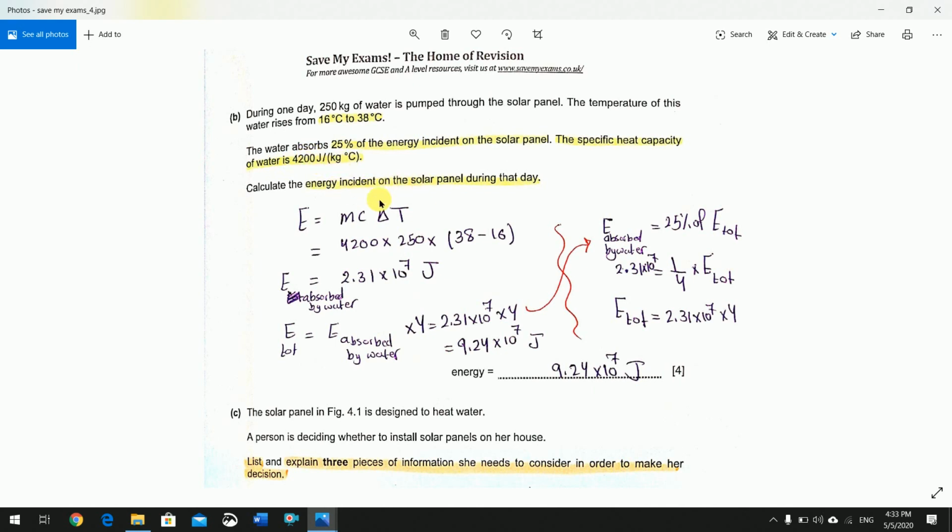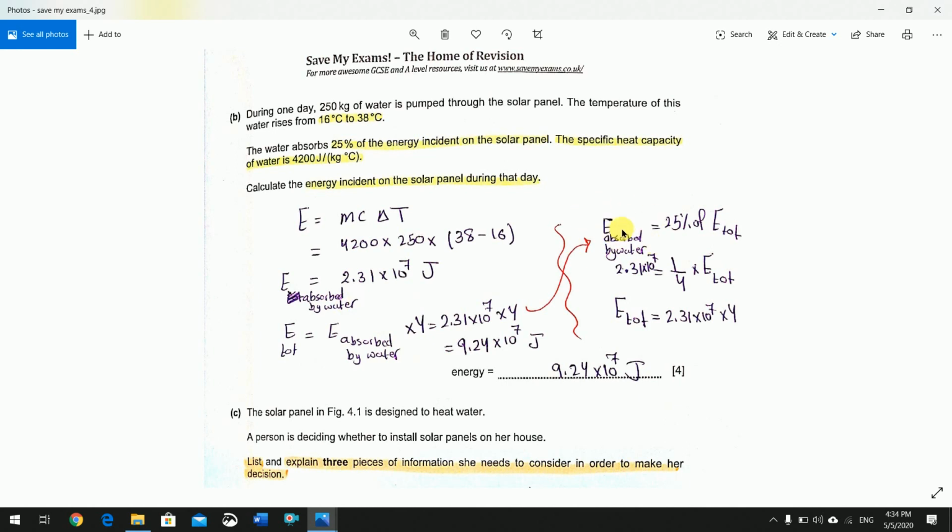Now, we want the total energy which was incident on the solar panel that day. What I do is I do it as an inverse operation. Since the water only absorbs 25%, I can find the energy gained by the water, and then multiply it by 4 to get the whole 100%. So first of all, we get the energy absorbed by the water, which is m, the mass, which is 250, multiplied by 4,200, which is the specific heat capacity, multiplied by 38 minus 16, which is the temperature change. Now, this is the energy absorbed by the water.